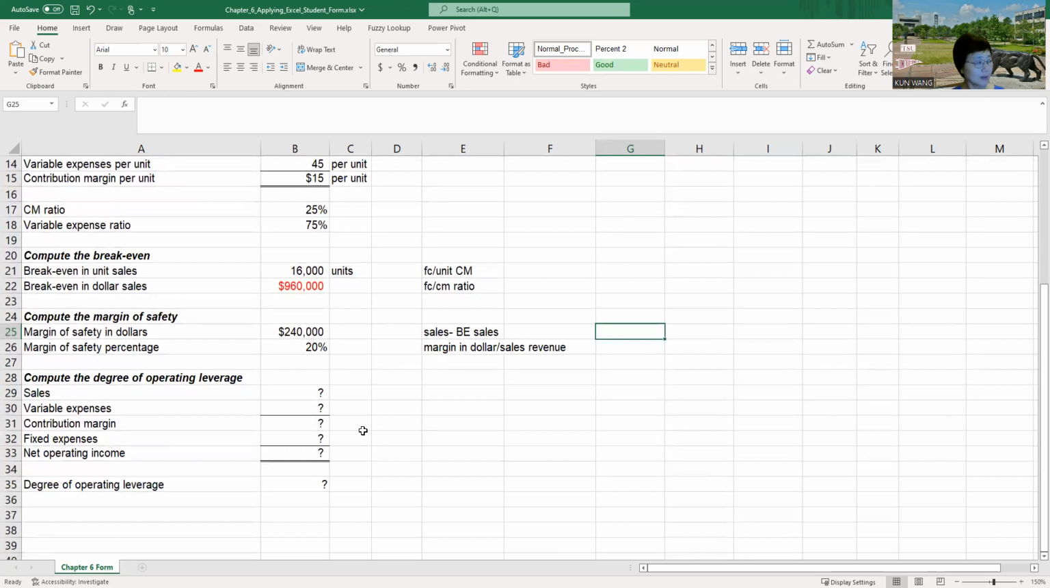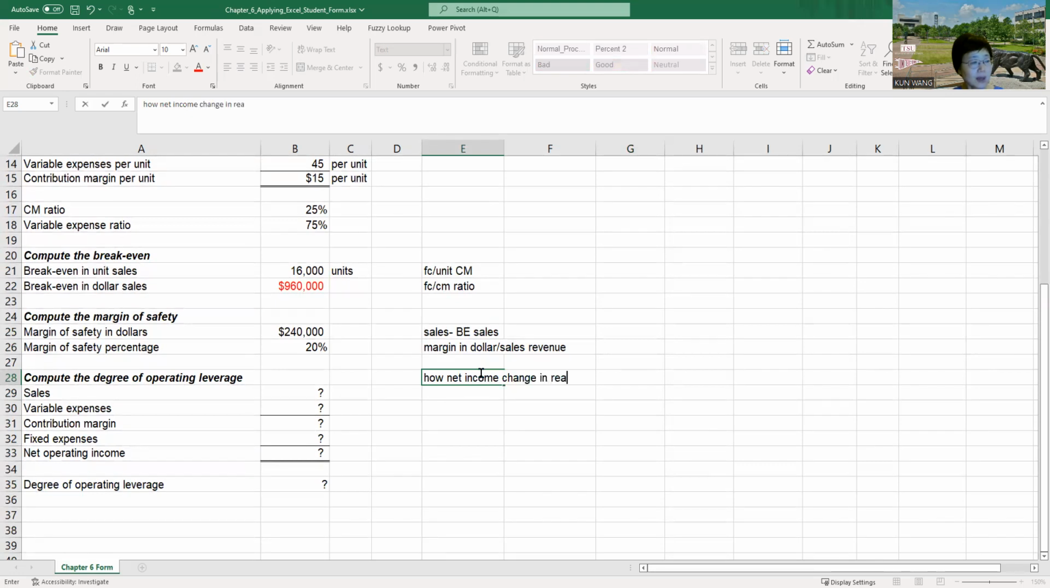Operating leverage. Operating leverage is the way we try to see how fast the profit will react to the change. So what's the purpose of operating leverage? We are going to see how the net income changes in reacting to the sales change.